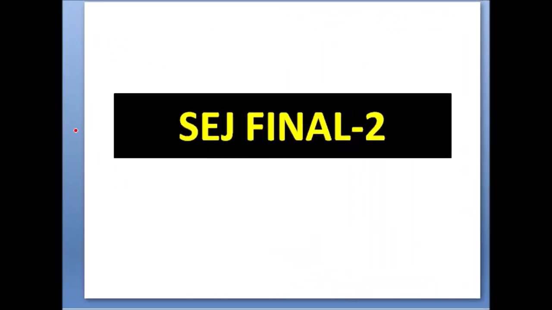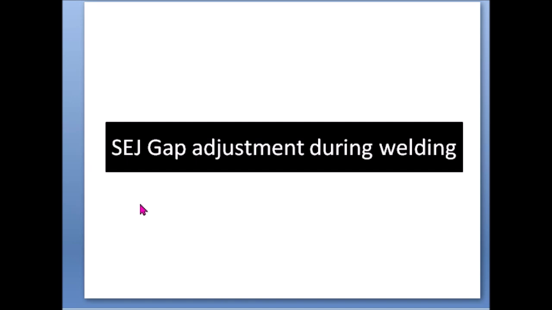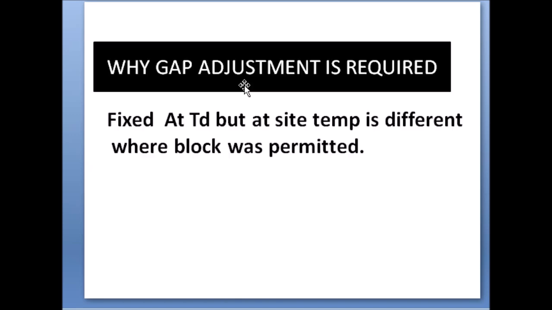Hello friends, in the last class we discussed SEJ gap adjustment during welding. So how was the gap adjusted during welding? Now the question is, why is gap adjustment required?